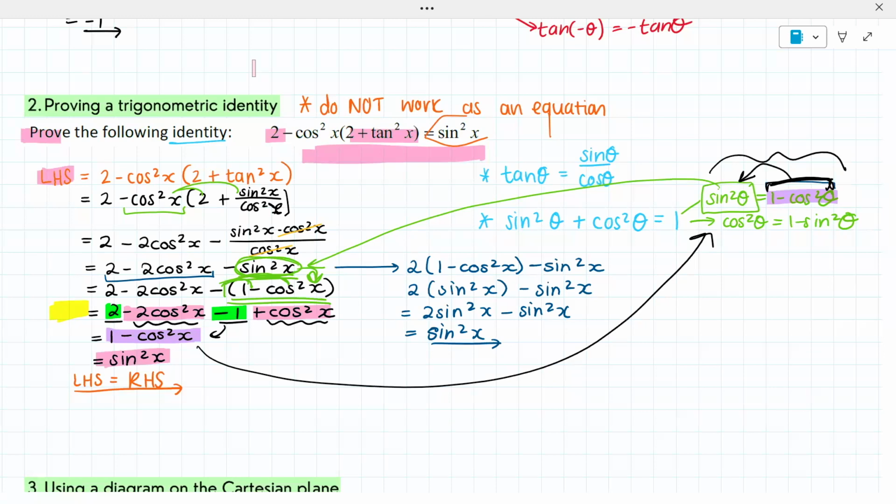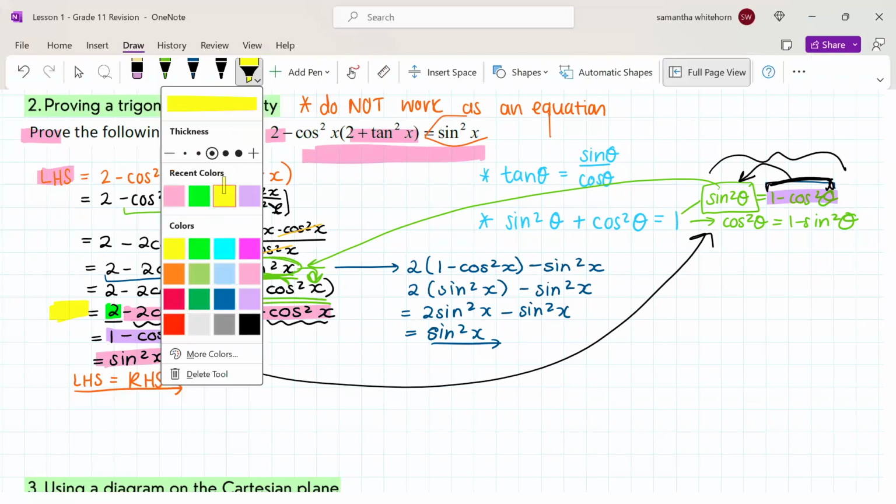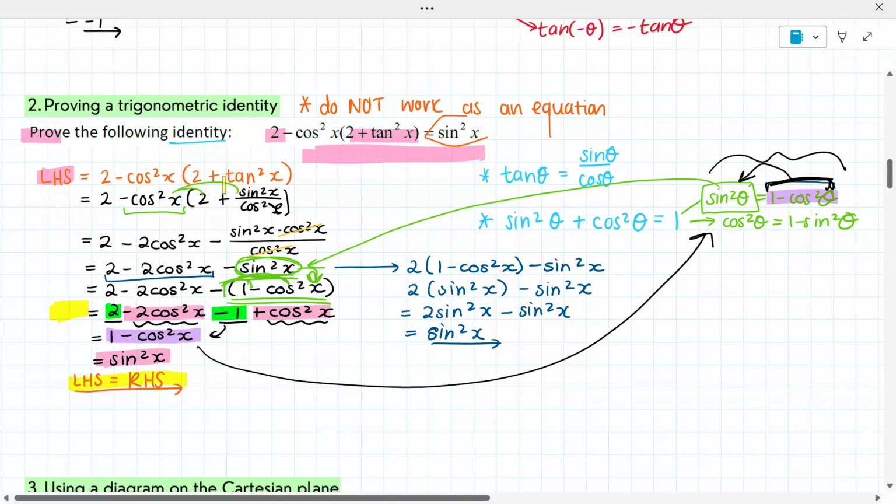Only through manipulation of one of your sides can you show it is the same and therefore say, okay, yes, this is actually a true statement that the left is equal to the right. That's why if you have a look down at the bottom here, my final statement is left-hand side equals right-hand side. I have proven that identity. So you always pick one side to start with, and that's the side you manipulate.